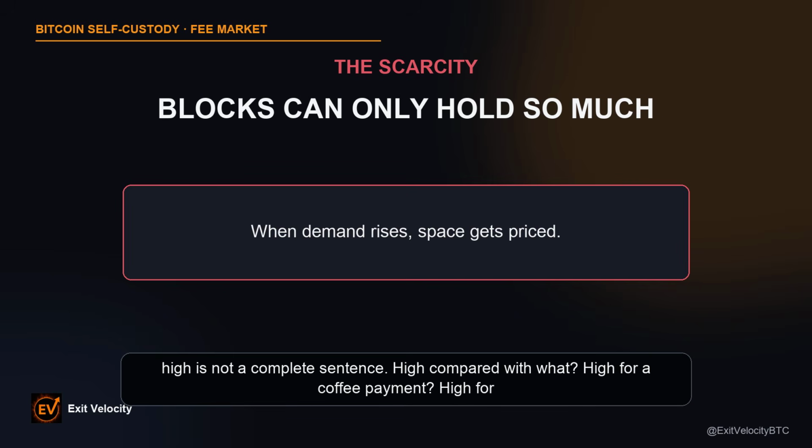Your wallet balance is the friendly number. The fee market sees the transaction. It sees inputs. It sees outputs. It sees weight. It sees urgency. It sees competition. This is why "Bitcoin fees are high" is not a complete sentence.